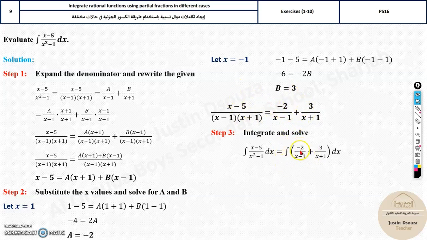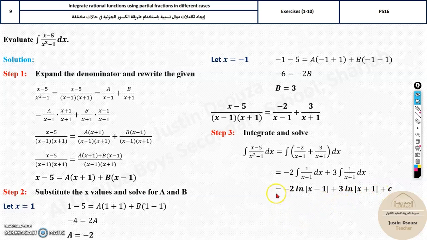Now integrate it. It will be negative 2 times, for 1 by x minus 1, it is natural logarithm magnitude of x minus 1. The same thing over here. Whenever we have 1 by x, we know it is ln, or natural logarithm of x. So this is how we solve it.